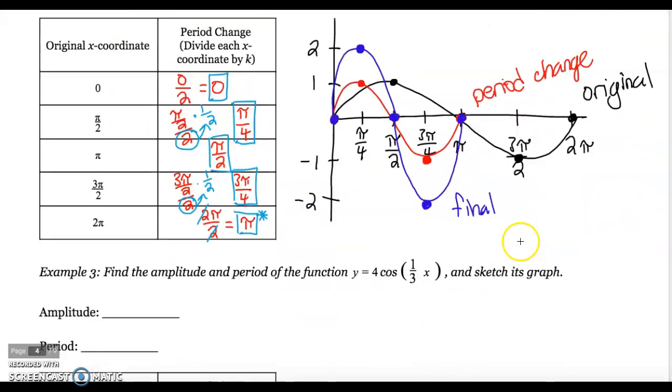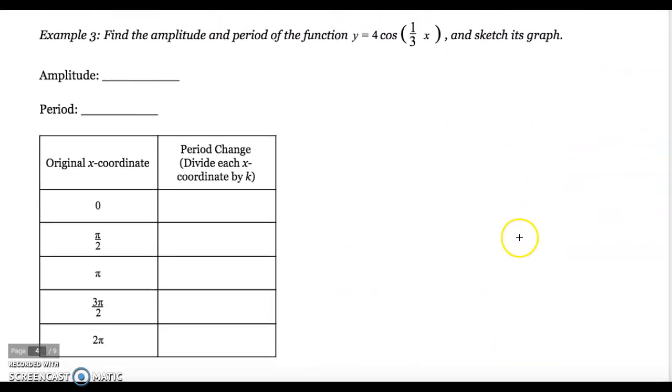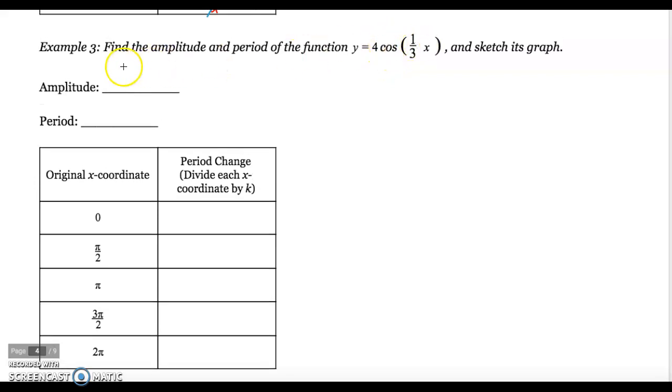All right, we're going to go ahead and try another example. In this next example, it says find the amplitude and period of this function. So we've got a nice cosine graph that we'll start off with, and we'll find its amplitude, period, and then we're going to sketch it. So let's go ahead and do the amplitude first.